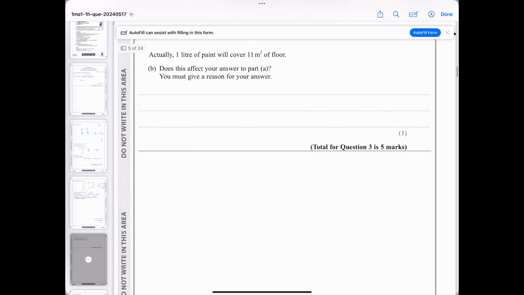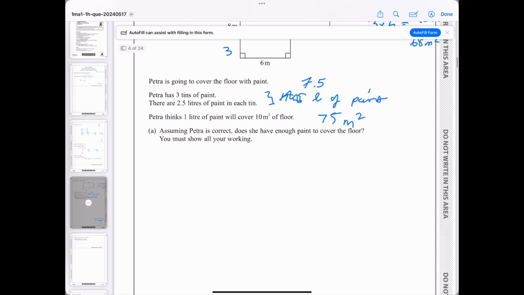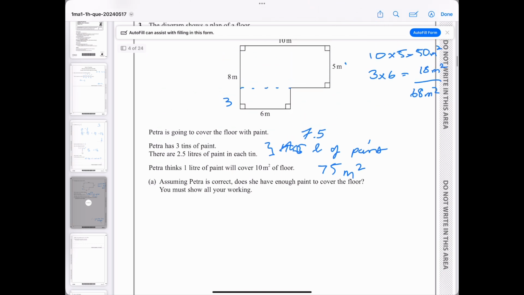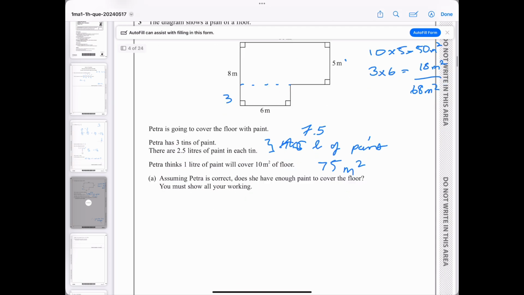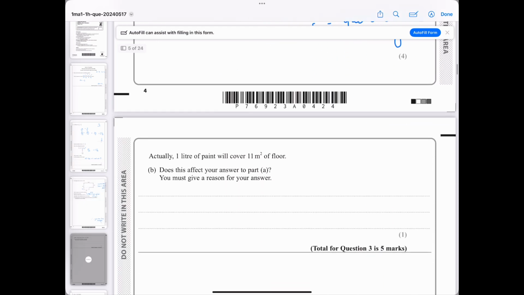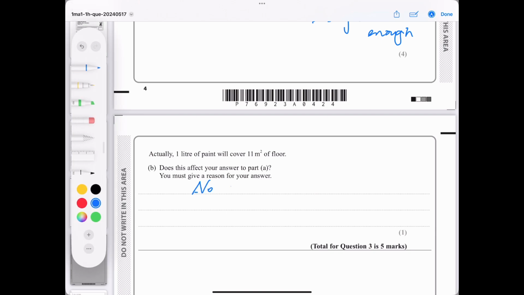Actually, 1 litre of paint will cover 11 metres squared of floor. She has 3 tins of paint. Have I missed something? 5 times 10, 3 times 6. Does this affect your answer to part A? No, she already had enough.